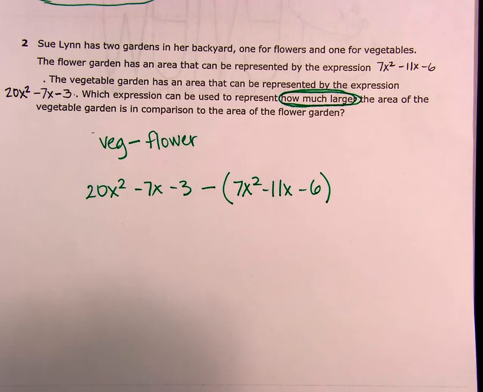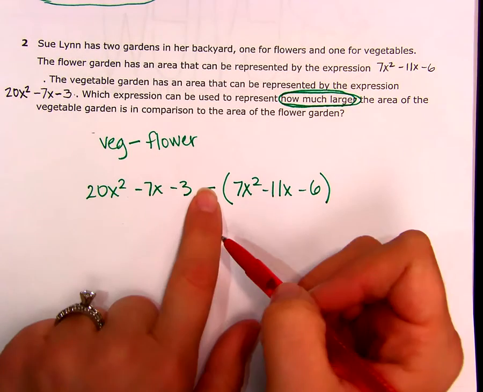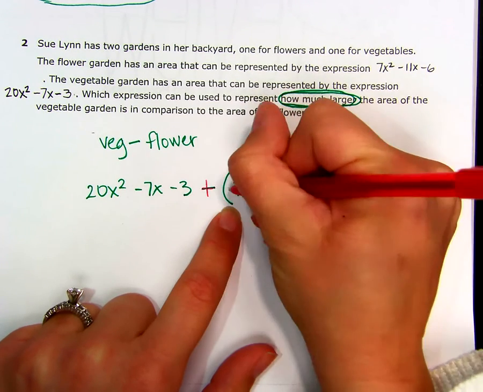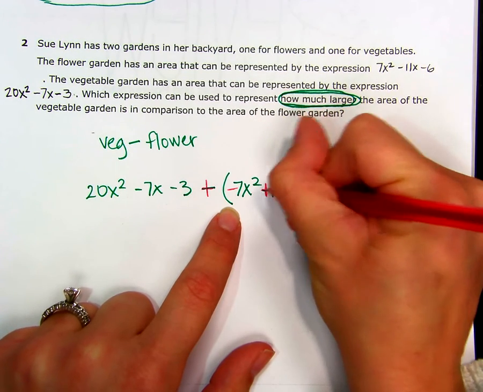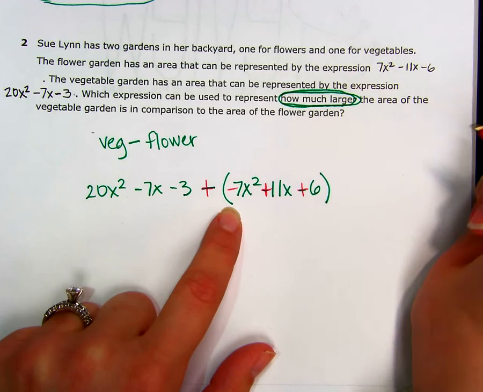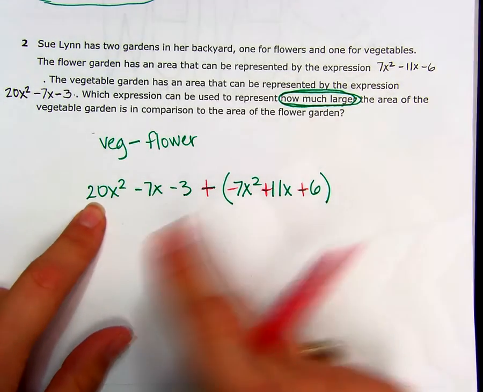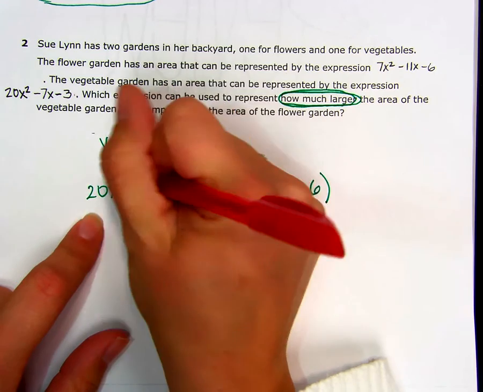It has been my experience that kids do better with these problems if they will distribute the subtraction. So we're going to add the opposite, the opposite, the opposite, because subtraction is adding the opposite. And that will keep you from making mistakes with your signs. So now I'm going to find my like terms.